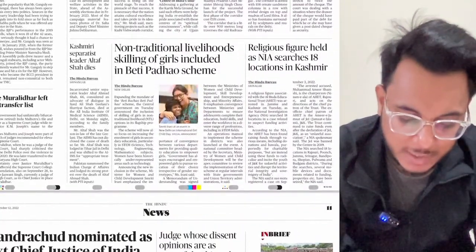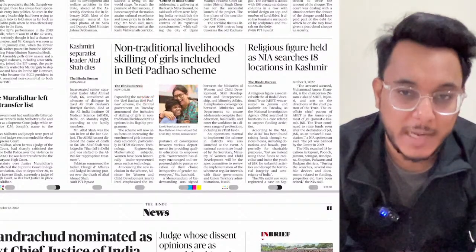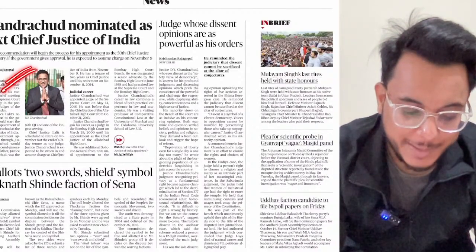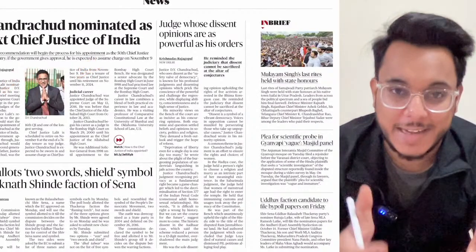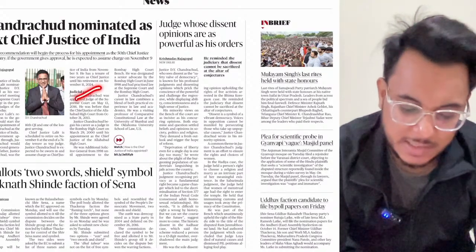Then further moving on, this article is very important. Non-traditional livelihoods included in the Beti Bachao, Beti Padhao scheme. Very good article, we'll see. Then Justice Chandrachud nominated as the next Chief Justice of India. Right now Justice U.U. Lalit will be succeeded by Justice D.Y. Chandrachud, as just mentioned here.